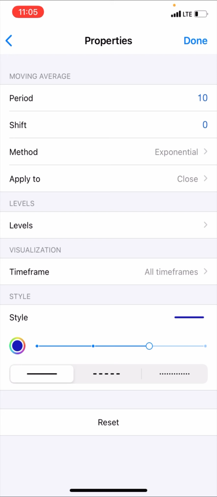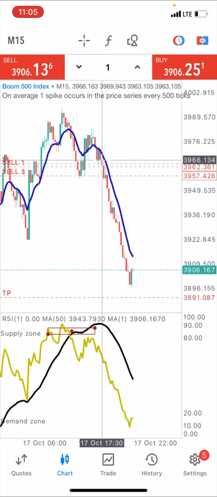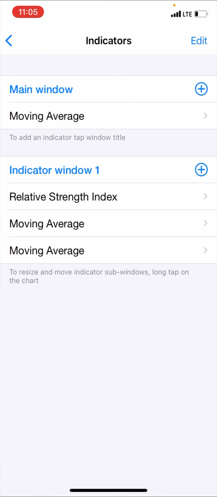All right, so the time frame should be all time frames, and the color should be whatever color you like, but it should be visible on your screen. I have the blue color here, that's why you saw the blue line on my main chart. Just click done, and this is it. You have the blue line on the main chart here. So we go back and add the other indicators.